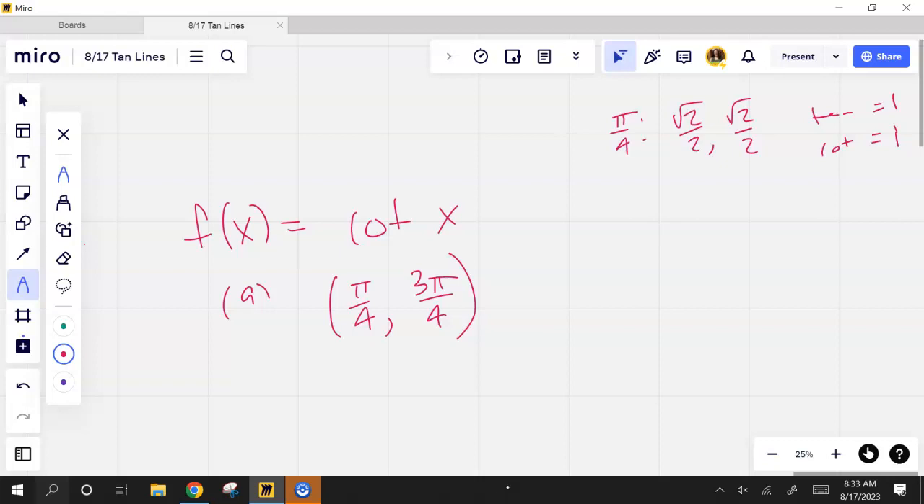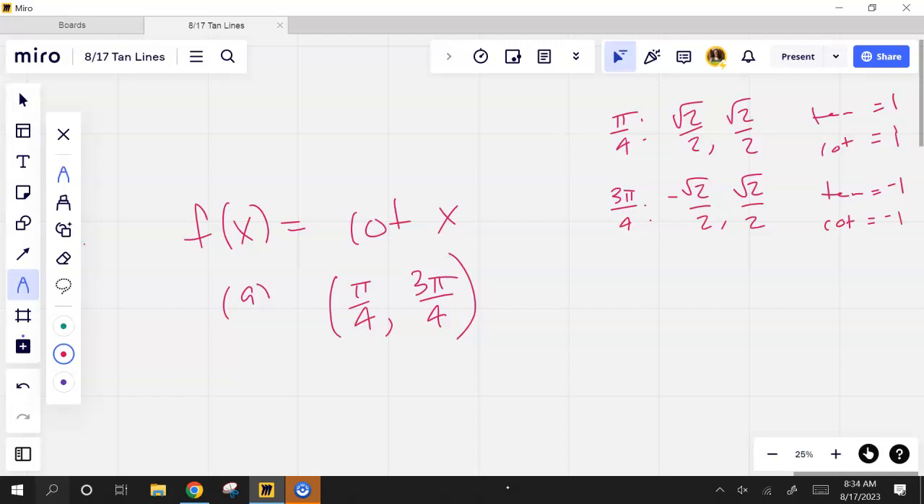Okay. At 3 pi over 4, I am clicked over to the next quadrant. So at 3 pi over 4, I'm at negative square root of 2 over 2, square root of 2 over 2, which means the tangent is negative 1, the cotangent negative 1. The tangent and cotangent values are not always the same, but in the case of the over 4s, they are, right? Because the flip of 1 is the same. Okay.